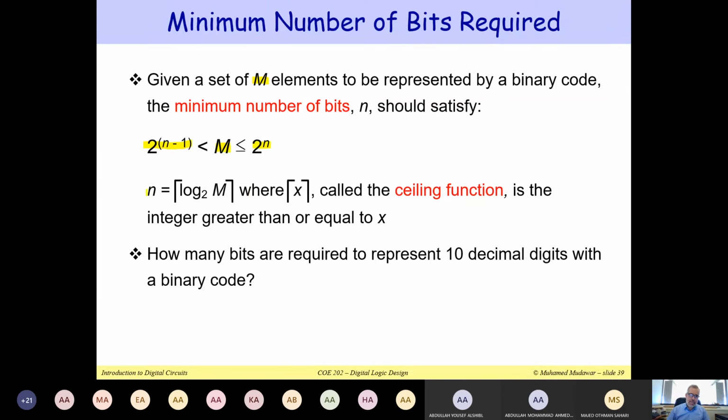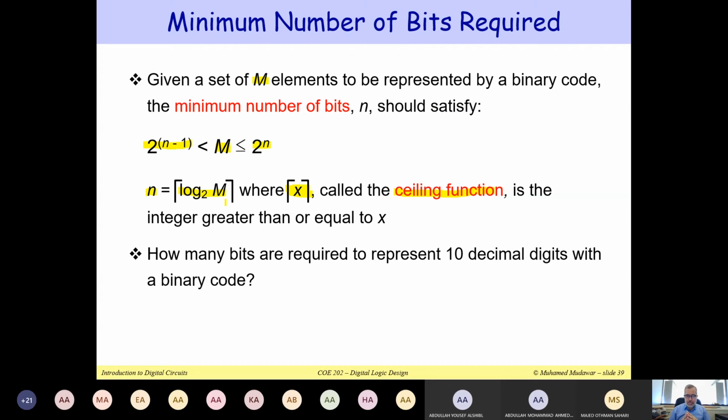Now, you can take a look at n. You can calculate n as log base 2 of m, but you take the ceiling function. This is the meaning of the ceiling function: it's the integer which is greater than or equal to x. So if log base 2 of m is not an integer, you have to look at the nearest integer which is greater than or equal to x.